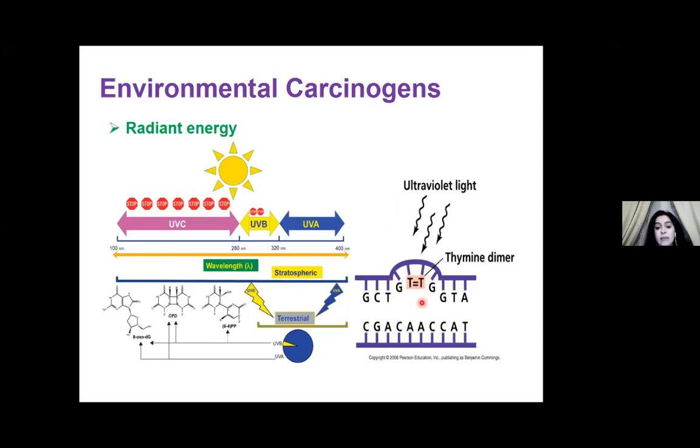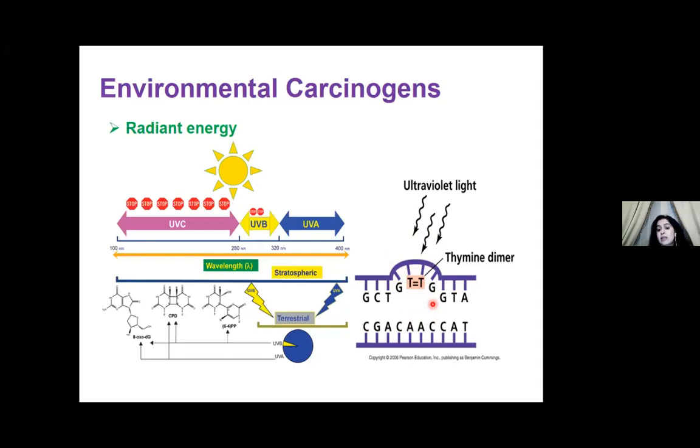A set of enzymes has to come over here and remove this dimer and replace it with the normal bases, and ensure normal base pairing and restore the normal double-stranded helix to stop this mutation from taking place.